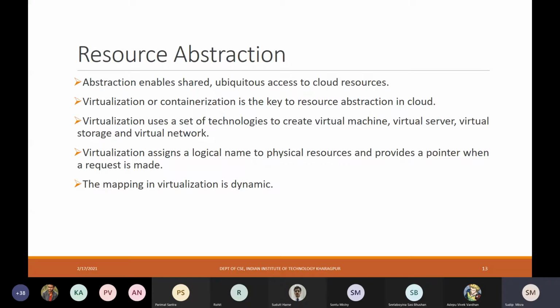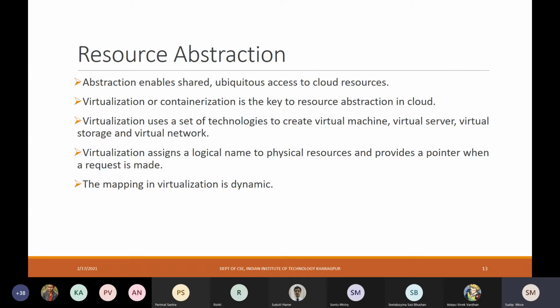Okay, so here we are talking about resource abstraction. So obviously, the resources will have to be abstracted. And why do you want to abstract the resources? Because you want to make these resources available dynamically based on these different types of application requirements on an on-demand basis. So these resources will have to be abstracted, right? So there has to be some kind of a pointer, right, which will be pointing to these physical resources whenever a request is made.